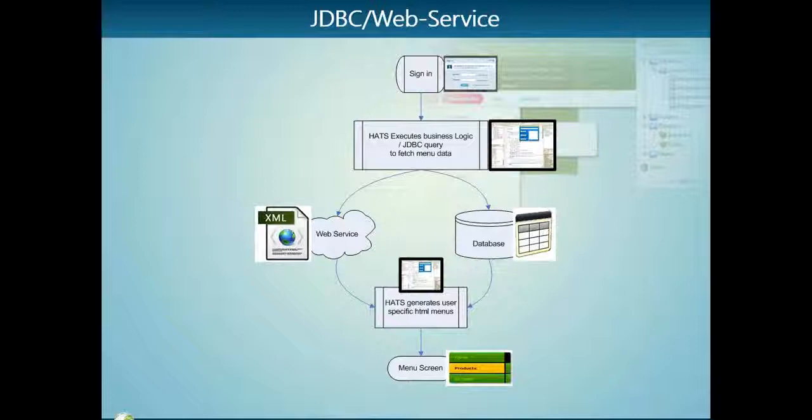When a user signs in, HATS executes a piece of code that does dynamic menu generation. That means sign-in triggers a procedure that connects to the host system's database or calls a web service that responds with the menu options available for the current user. This record set or XML response is read by the HATS code, and based on it, the HATS application generates HTML menus.